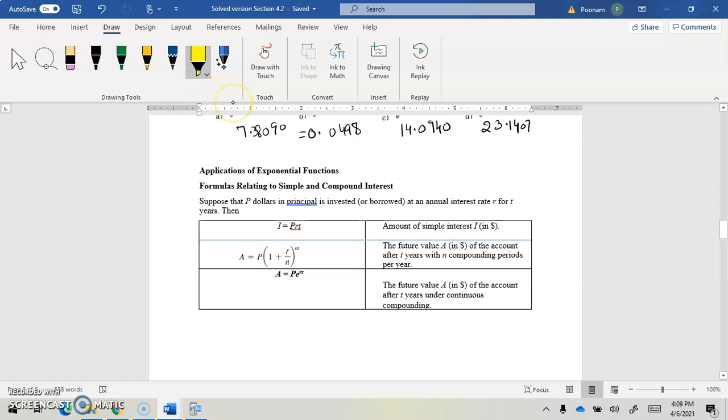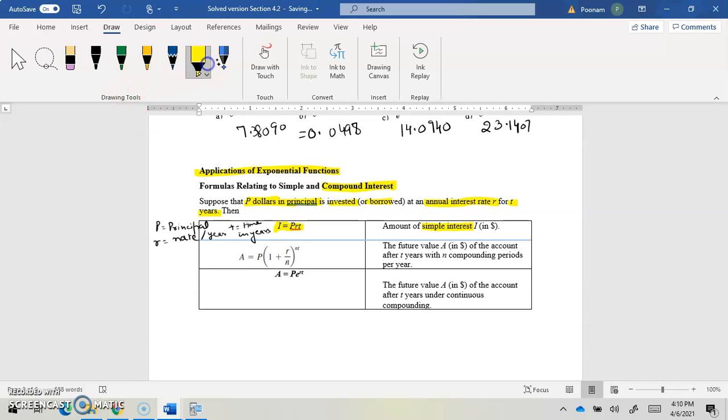Next, we have application problems of exponential functions. The first important application is about compound interest. Suppose we deposit P dollars in principal is invested or borrowed at an annual interest rate of R for T years. Then simple interest, if you want to calculate simple interest, I would be equal to PRT, where P is principal, R is the rate per year, and T is the time in years.